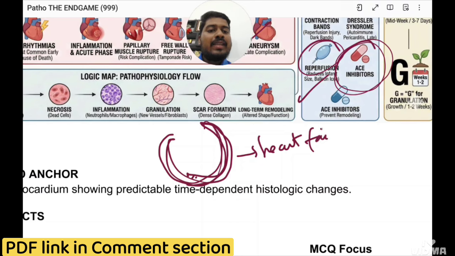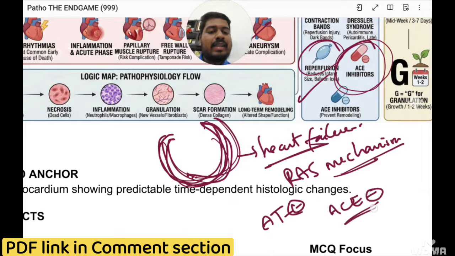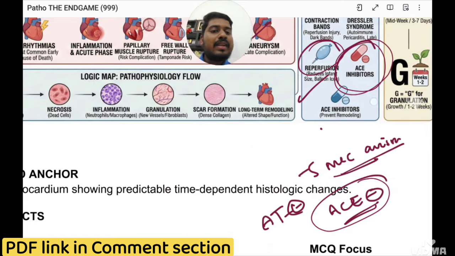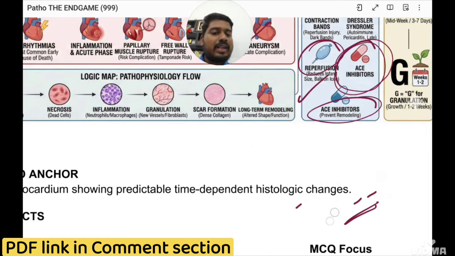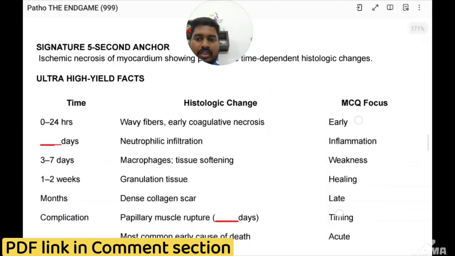Which is the main mechanism which leads to this cardiac remodeling? That is the RAS mechanism, the renin angiotensin mechanism. That's why we use ACE inhibitors. ACE is nothing but angiotensin converting enzyme. So ACE inhibitors block this RAS mechanism and that prevents heart failure. That's why ACE inhibitors prevent remodeling. There shouldn't be any doubt regarding this concept. So let's go and answer the questions.